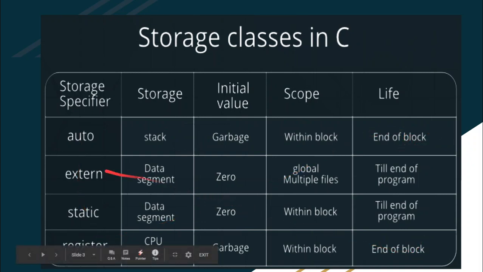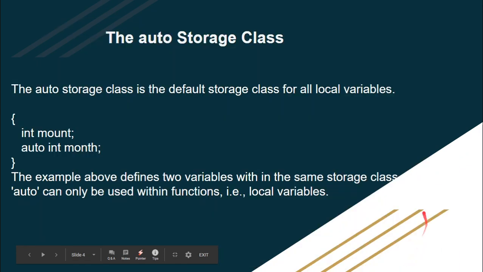But when you use the extern or static specifier, in that case the life of the data is till the end of the program. That means it can carry the data till the end of the program. That is the use of extern and static. Okay, now let us see some advantages of these and how the syntax is defined.